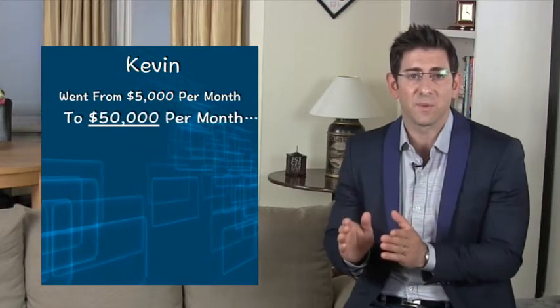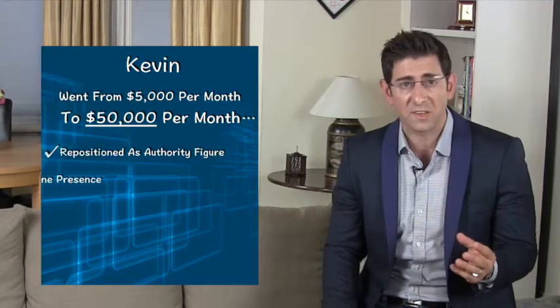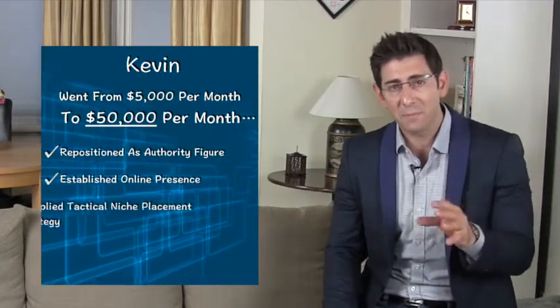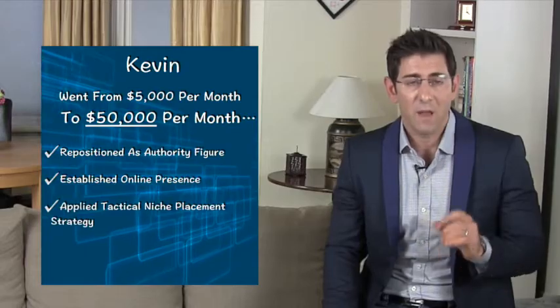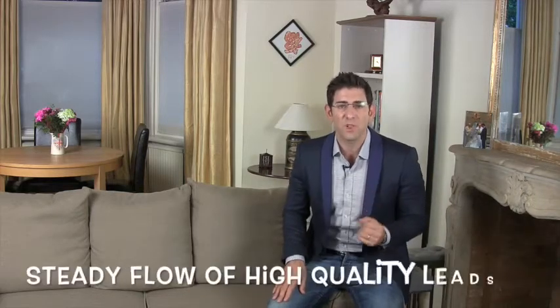In the last video, Creating Your Authority Figure, I gave you an example of how we helped our client Kevin, a financial consultant, go from $5,000 per month to over $50,000 per month by repositioning himself as an authority figure, building his online presence, and eliminating his competition by implementing a tactical niche placement strategy. But this was only the beginning. The next and most critical element helped Kevin go from 5 to now 6 figures per month, and it all had to do with building out an automated online lead generation funnel capable of producing a steady flow of high-quality leads for his business.